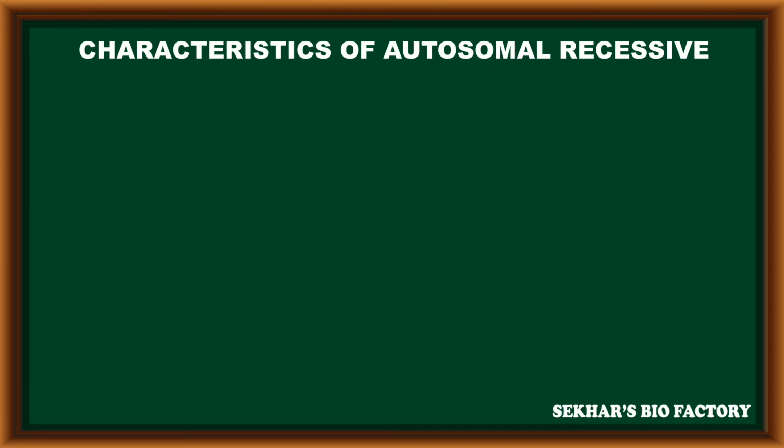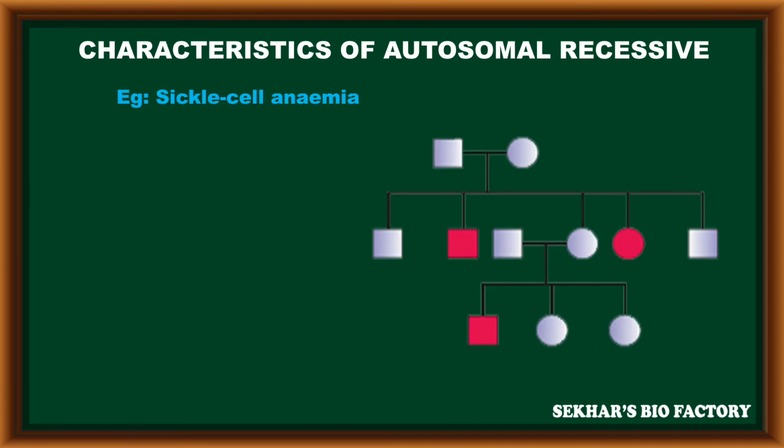By taking one example, here is one of the flowcharts given in the NCERT textbook. The first point, which we already discussed: the affected individual has unaffected parents, there is a skipping of generation, and both male and female are equally affected.